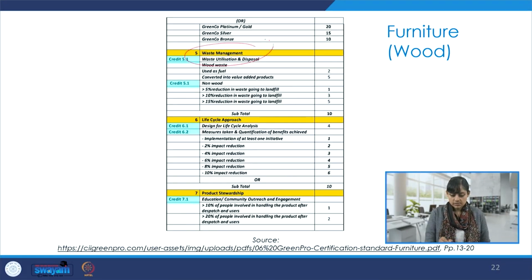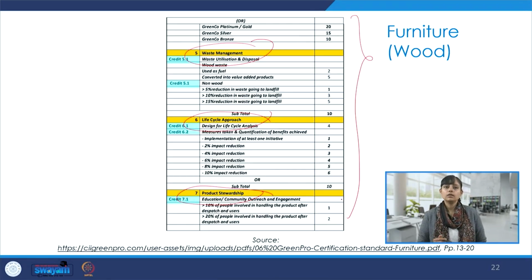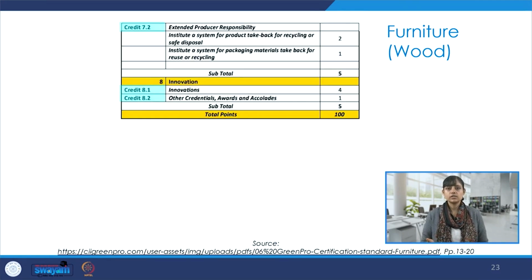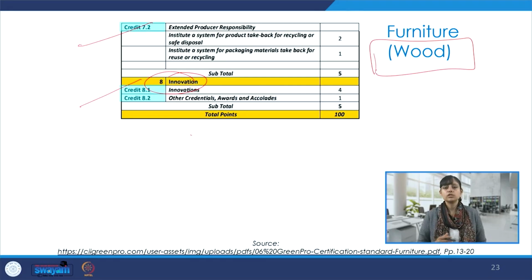Then, of course, the waste management, life cycle approach, product stewardship, that also has parameters listed underneath each category, and then the points associated with it, and again innovation. So for all of these wood, non-wood furniture, we have this kind of inventory and reference points in place.